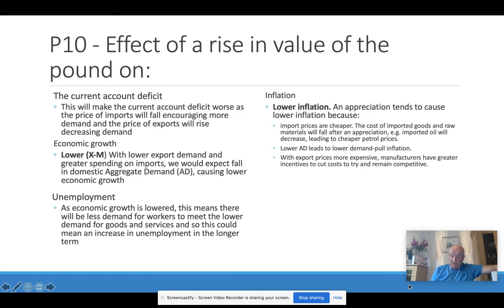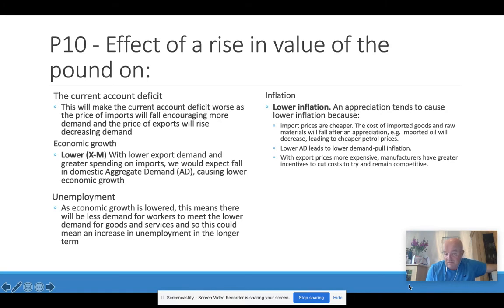However, on the flip side of that, one could argue that that could also actually reduce inflation. Okay, so if we've got an appreciation in the value of the pound, the reason why inflation is likely to be lower is that import prices are going to become cheaper. Given how much we import as a country, the cost of imported goods and raw materials is going to fall after an appreciation. So if we think about the amount of oil that we import as a country, the imported oil price would fall, leading to cheaper petrol prices.